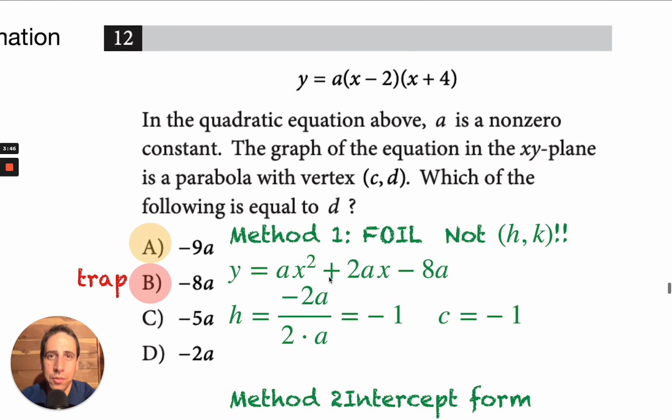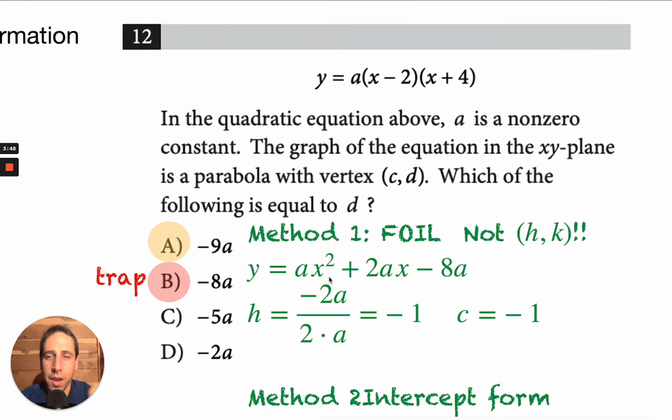One more example here. This is copy and pasted from an SAT. This is a released SAT question from the College Board, and you can see here this is in what's called vertex form. This is a great form for a parabola if you want to know where it's going to intercept the x-axis. It says in the quadratic equation above, a is a nonzero constant. The graph of the equation in the xy plane is a parabola with vertex c comma d. Which of the following is equal to d?